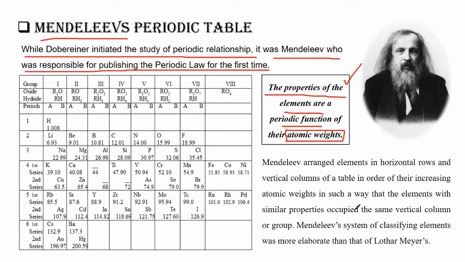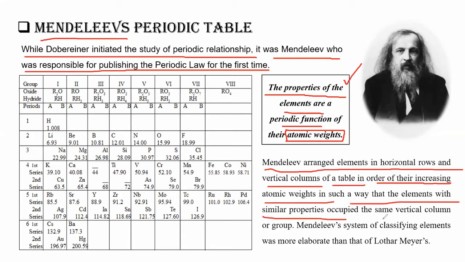function of their atomic weights. What he has done is arrange elements in horizontal rows and vertical columns of the table in order of increasing atomic weights in such a way that the elements with similar properties occupied the same vertical column or group.